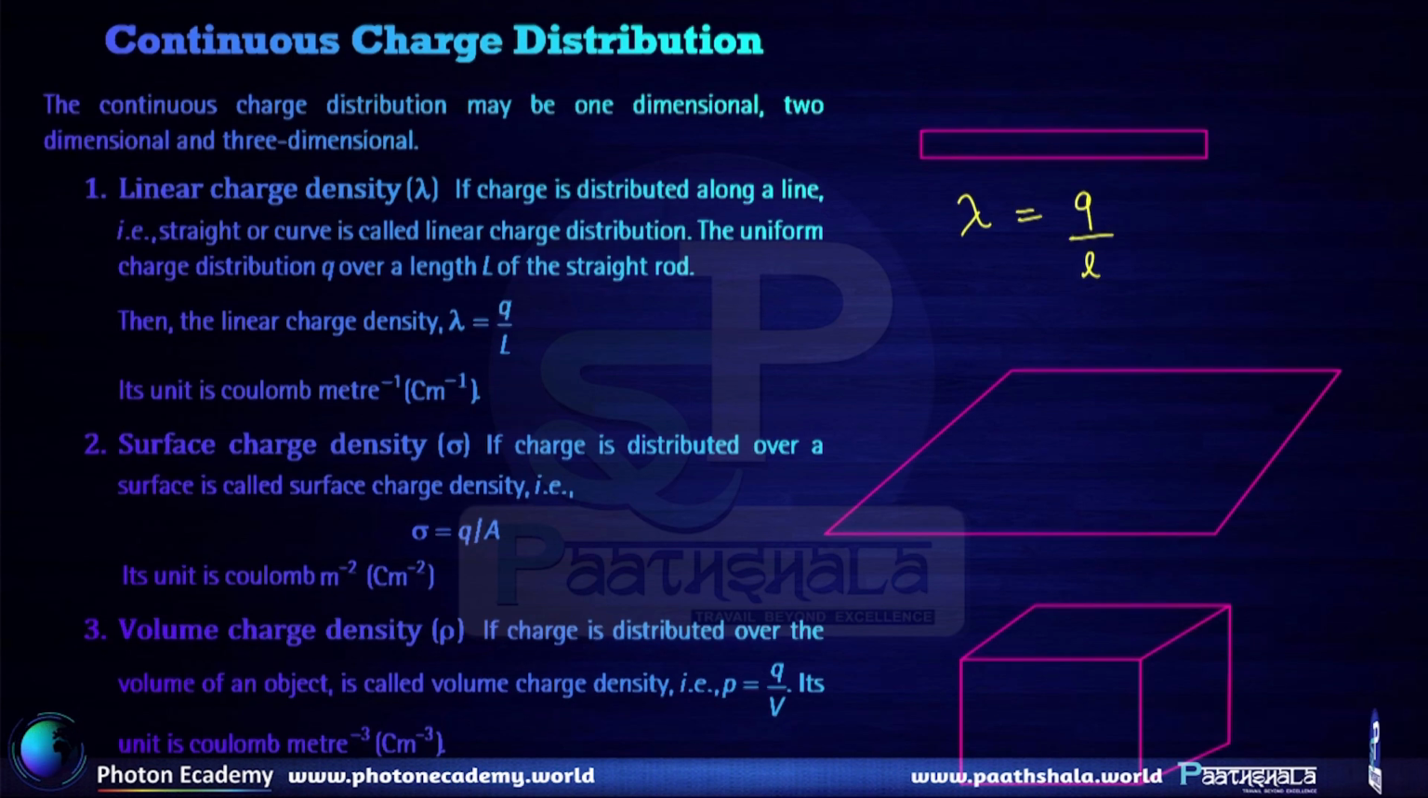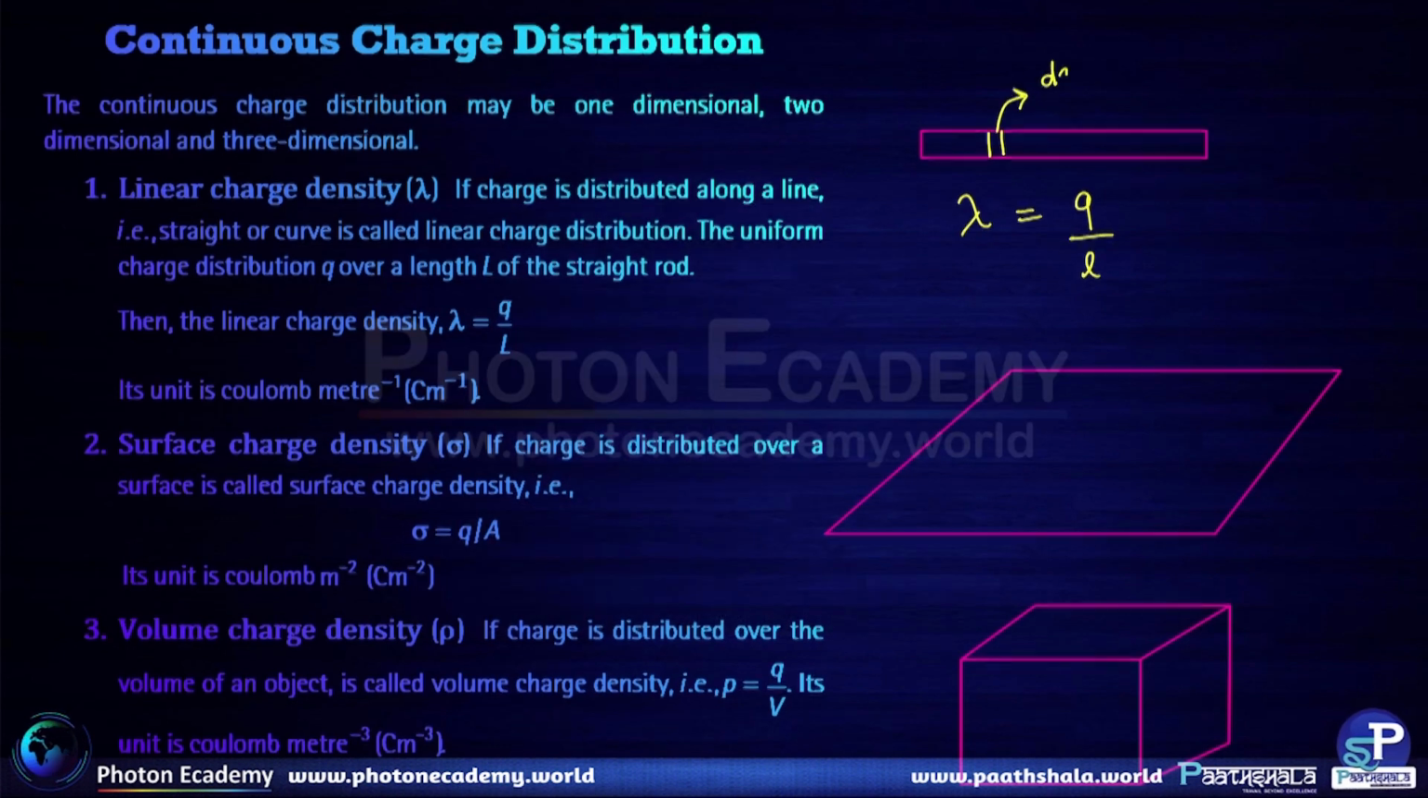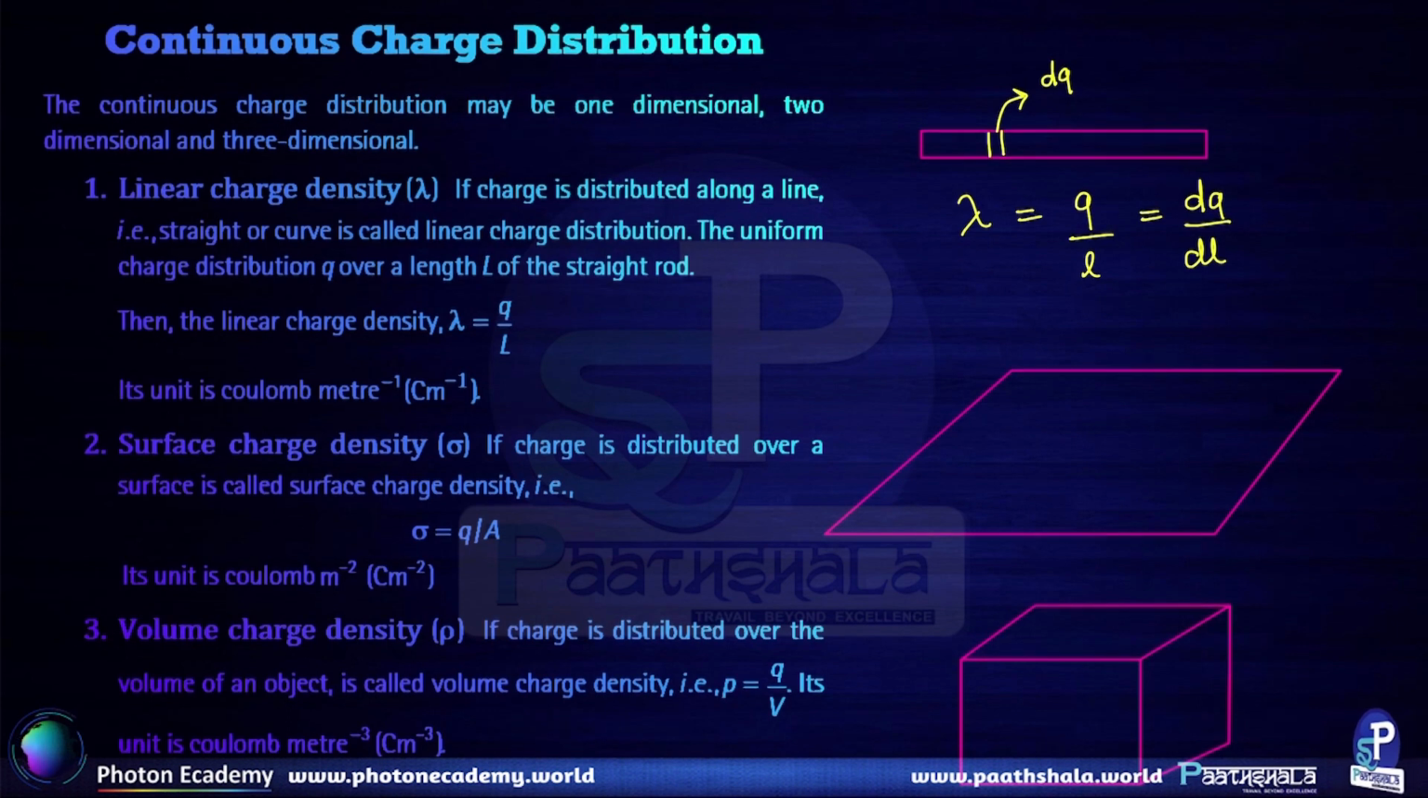Now, if the charge is uniformly distributed, then a small segment of this line will have a small charge dq. Therefore, we can also say that lambda is equal to dq divided by dl. And this particular fact will be used in subsequent problem solving. Lambda is the total charge per unit length, which is also equal to the small charge dq divided by the small length element dl.